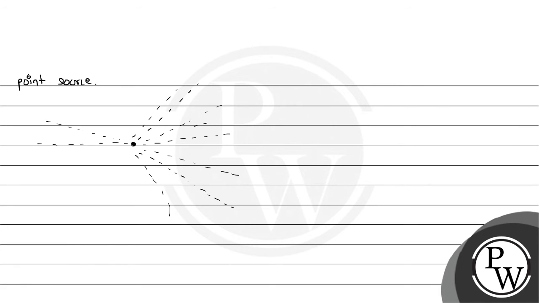So if we consider, due to this source there is a spherical disturbance around it. Consider this as a spherical disturbance. We are here projecting in 2D, projecting 3D in 2D. We have to always keep that in our mind.